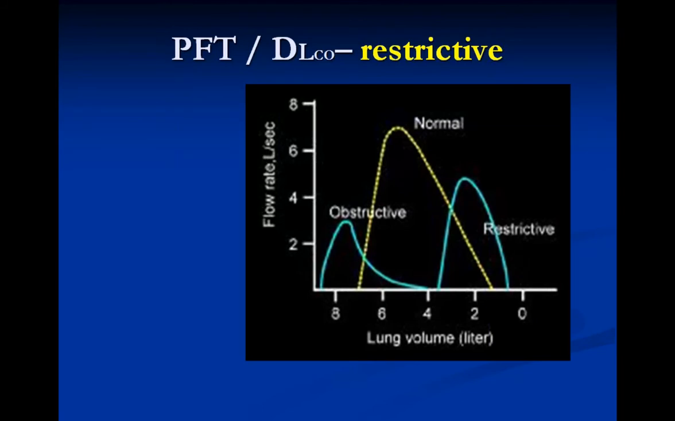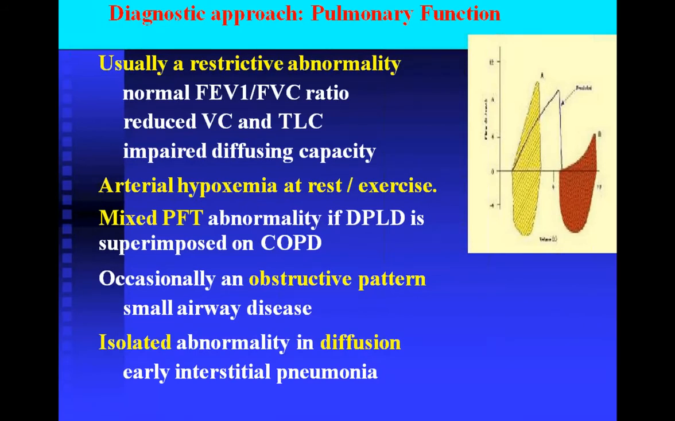So how will you rule out the lung function? We will rule out the lung function with the help of some diagnostic tests like pulmonary function test, diffusion lung capacity of carbon monoxide. Basically it will show restrictive pattern in interstitial lung diseases. Sometimes both restriction as well as obstruction can also be present, but generally restrictive pattern because of decreased lung volumes.